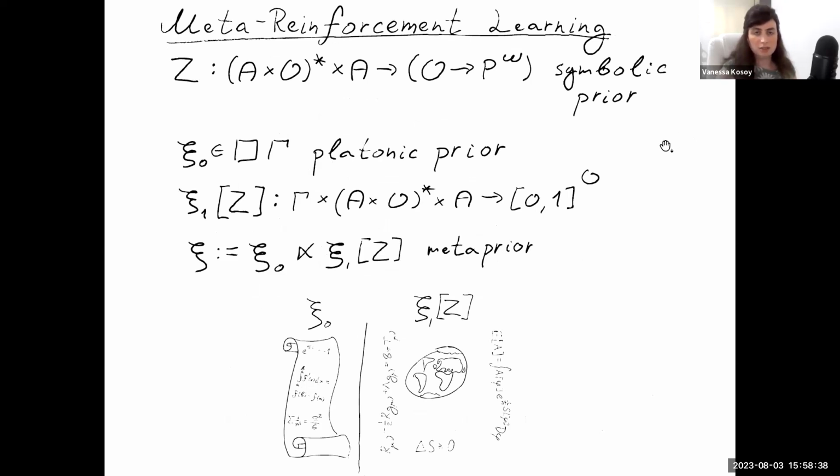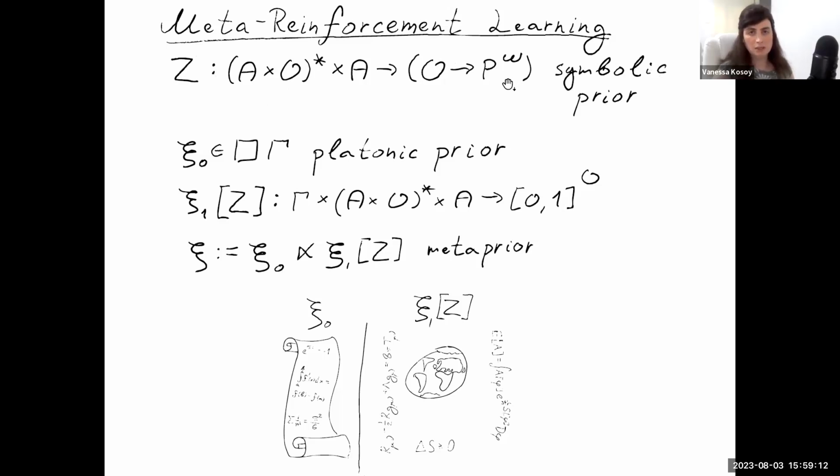So let's connect this to the metacognitive framework we started with. Suppose we have some prior, it can also be an infra-prior, but here for simplicity I use a Bayesian prior over what the environment is like. And we represent it symbolically, which means we represent it using programs that compute it. Formally, we have some capital Z, which is a mapping from histories to mappings from observations to infinite sequences of programs.